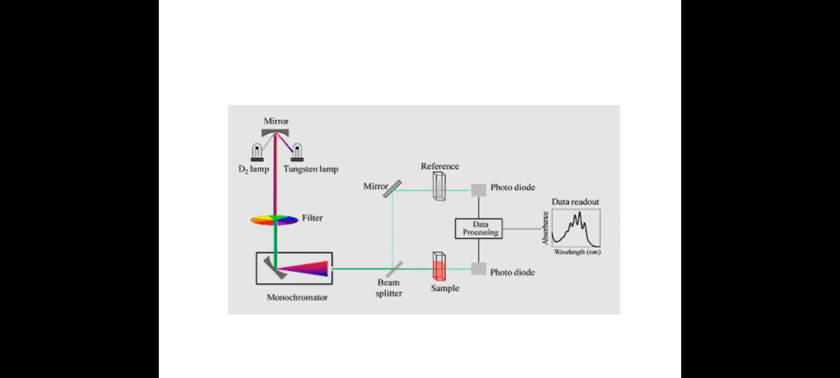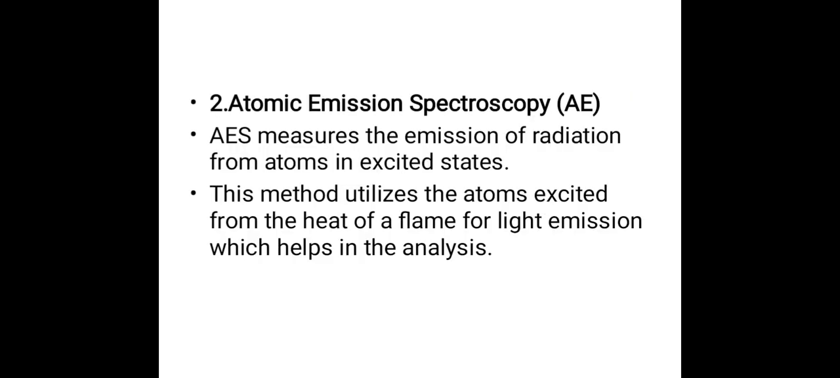We need major parts: the filter is a must, and the monochromator, mirror is a must, the tungsten lamp will be there, and the mirror is a must have and the beam splitter is a necessity. Reference along with sample will be provided, and data processing and photodiode is a very important part. Then that data is read out.